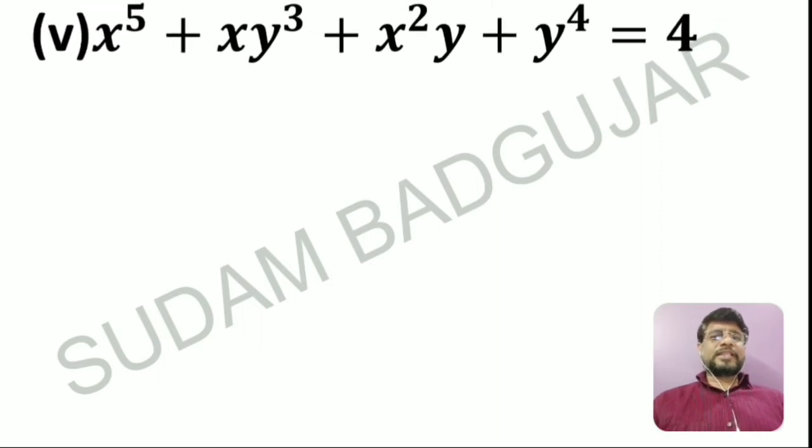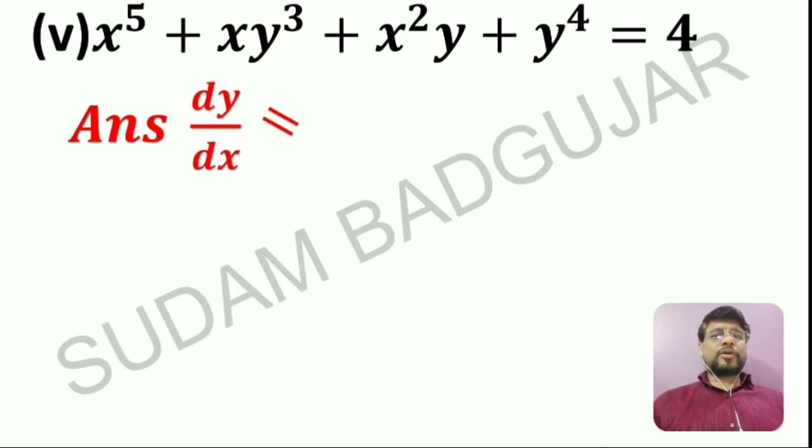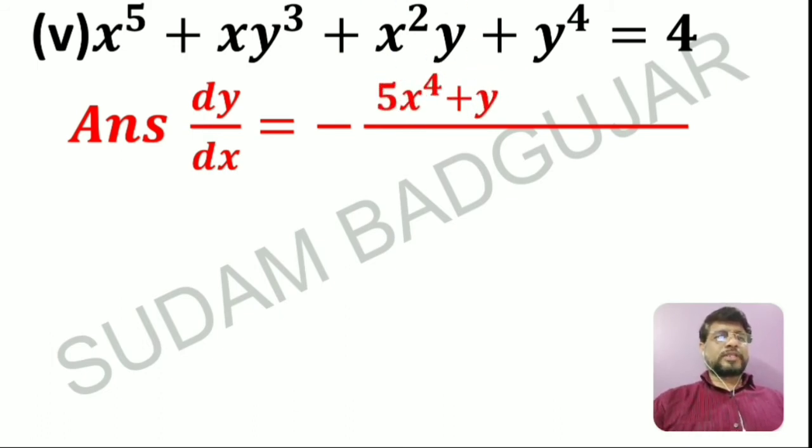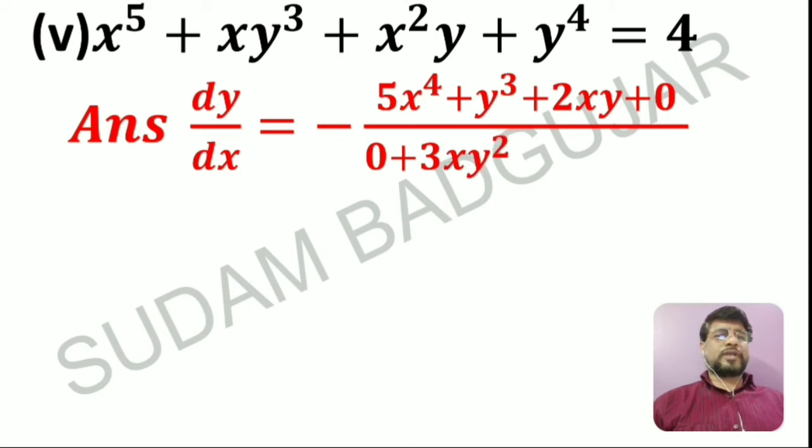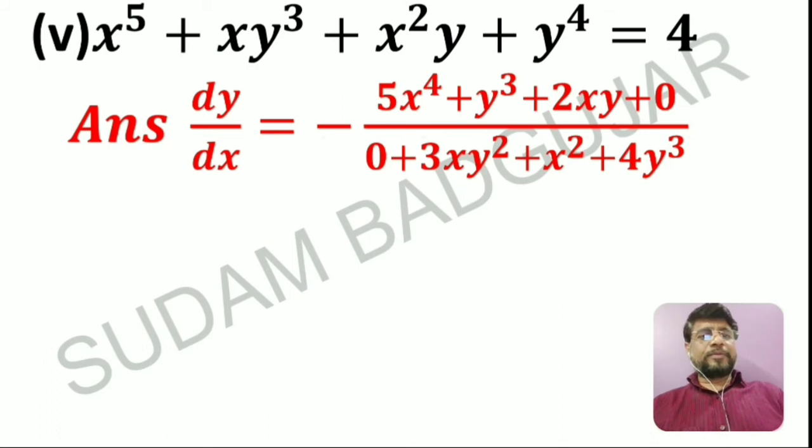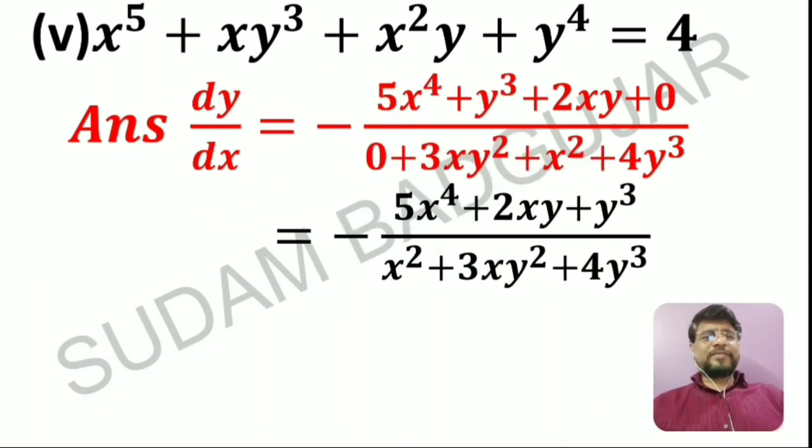Now next sum is question number 5, also a similar type, that is x raised to 5 plus x y cube plus x square into y plus y raised to 4 is equal to 4. Then dy by dx is equal to minus, what is numerator? Derivative of x raised to 5, that is 5 into x raised to 4 plus y cube into derivative of x is 1 plus y as it is, derivative of x square is 2x plus 0 upon derivative of x raised to 5 is 0 plus derivative of y cube is 3y square into x plus x square plus 4y cube. Derivative of y raised to 4 is 4y cube, and after simplifying you will get this final answer. Okay, it's a very simple form.